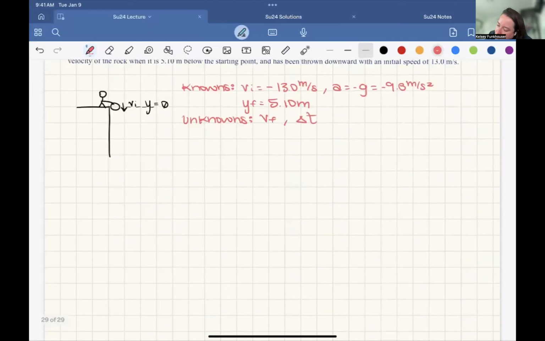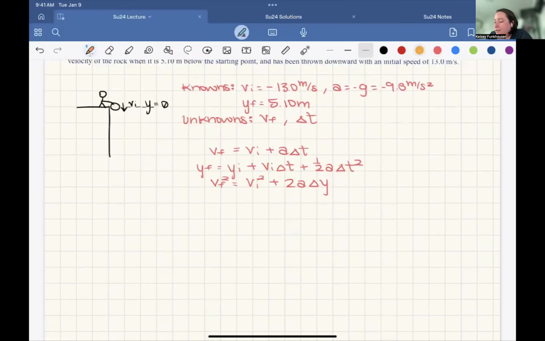So our equations: v final equals v initial plus acceleration times the time interval; y final equals y initial plus v initial times the time interval plus 1/2 acceleration times the time interval squared; and v final squared equals v initial squared plus 2 times acceleration times the displacement.